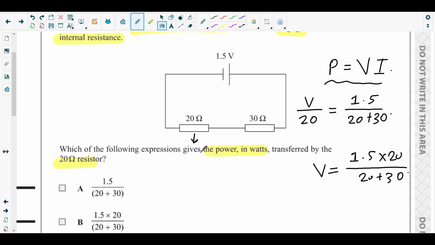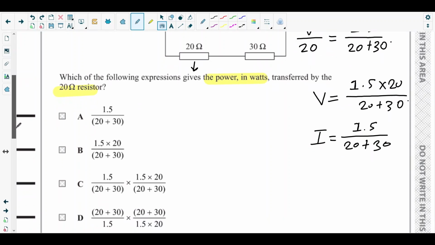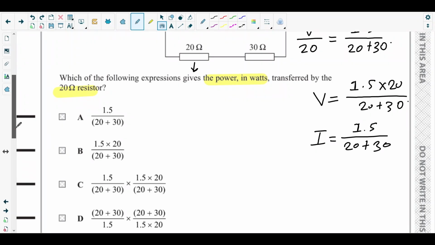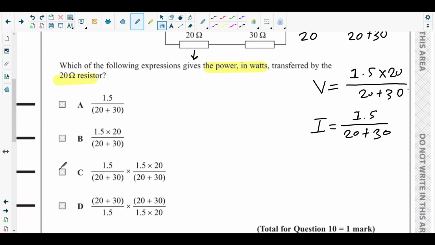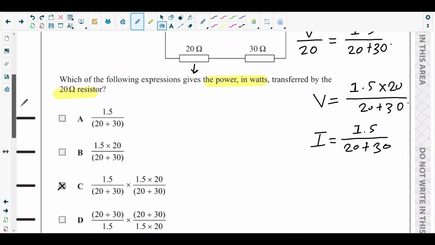So I have just used the potential divider circuit equation to find the PD across the 20 ohm resistor. Now the current I equals V over R, right? Here the total EMF is 1.5 and the total resistance is 20 plus 30. So P equals 1.5 times 20 over 20 plus 30, times 1.5 over 20 plus 30. Which option is similar to that? Basically option C, nothing but option C. So that's the answer for multiple choice question number 10.